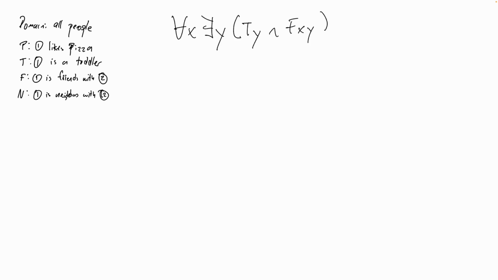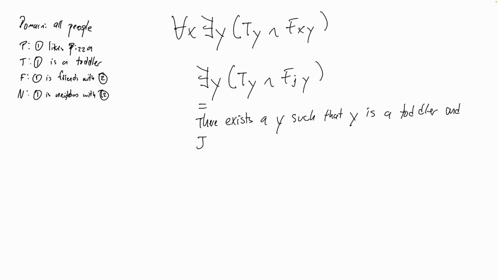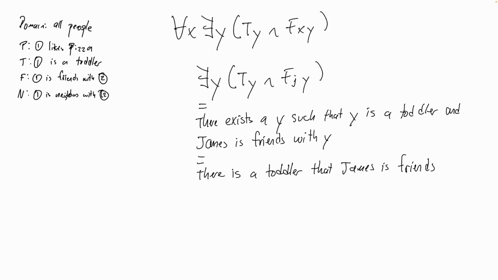Next, for all x, there exists a y such that ty and fxy. Once again, it's helpful to first consider a formula that is one level less abstract. So let's again consider the formula that we get by removing the initial for all x quantifier and substituting j in for x. That gives us there exists a y such that ty and fjy. In other words, there exists a y such that y is a toddler and James is friends with y. That is, there is a toddler that James is friends with.